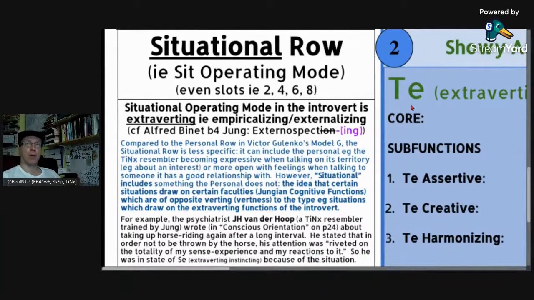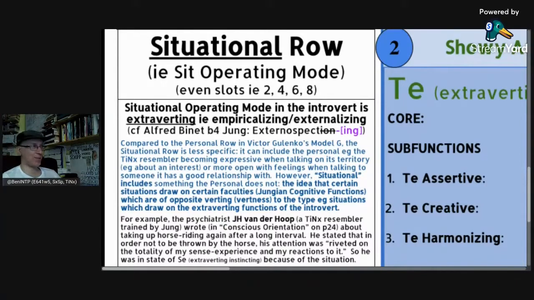And so, the situational row. Situational operating mode in the introvert is extroverting, i.e. empiricalizing, externalizing. And I'll back up that viewpoint about empiricalizing. Alfred Binet. Jung didn't mention Alfred Binet in Psychological Types. According to Anthony Stevens, who himself didn't mention Marie-Louise von Franz when he used her examples.